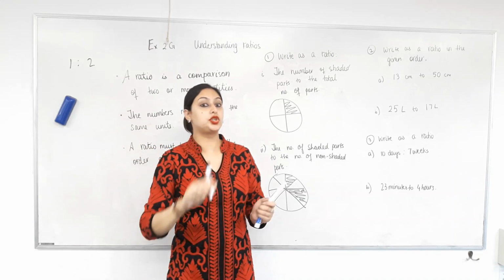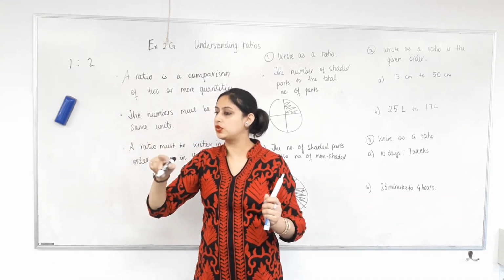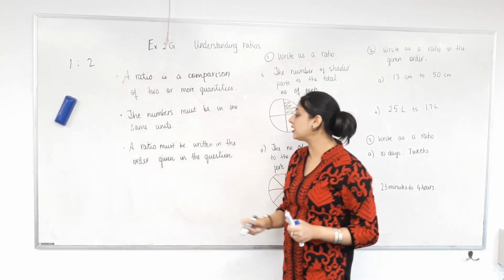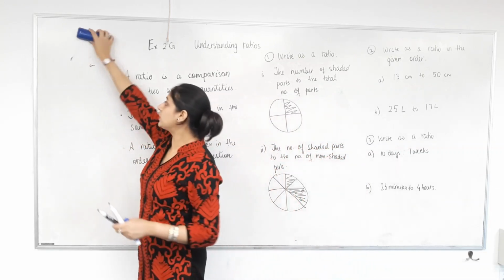If I say what's the ratio of my age to yours, if I've mentioned myself first, then the ratio would be 2:1. So order is important. It must be written in the order given in the question. Okay? Any questions so far?